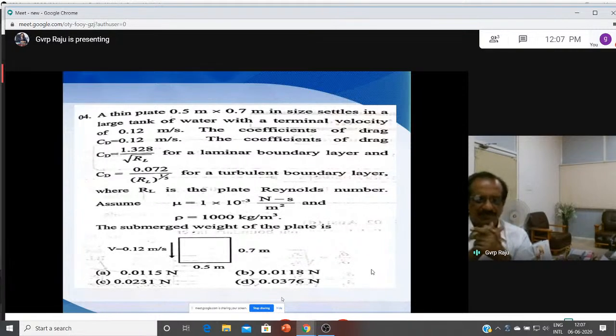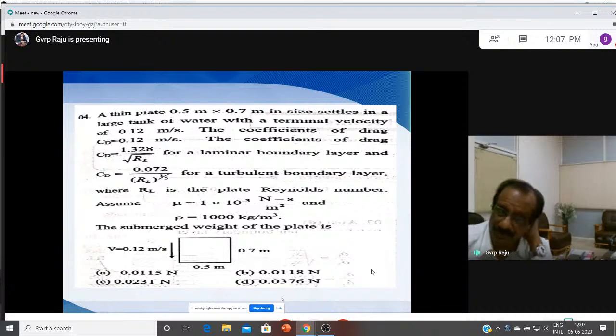This is another problem. It has given the data: a thin plate of 0.5 by 0.7 meters in size settles in a large tank of water with a terminal velocity of 0.12 meters per second. The coefficient of drag is 0.12, and it has also given the expressions CD is equal to 1.328 by square root RL for a laminar boundary layer, and CD is equal to 0.072 RL to the power of 1 by 5 for a turbulent boundary layer.